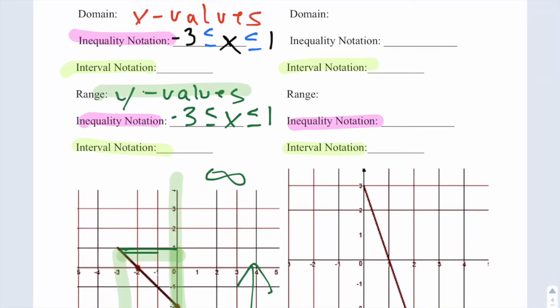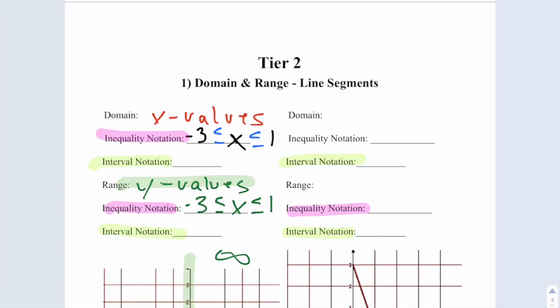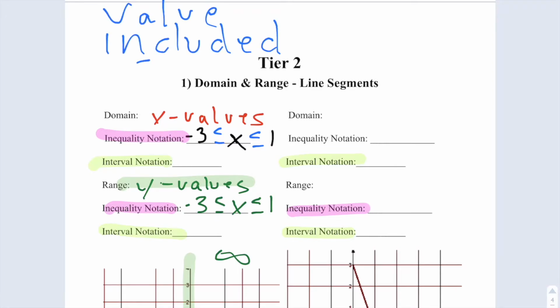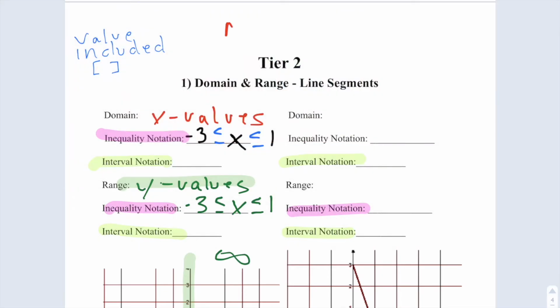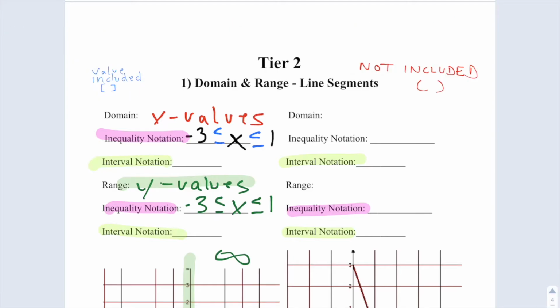Now, with interval notation, it's a little different. Whenever a value is included, I'm going to write this off to the side, it gets brackets like this. Whenever a value is not included, it gets parentheses. So let me show you what that means.